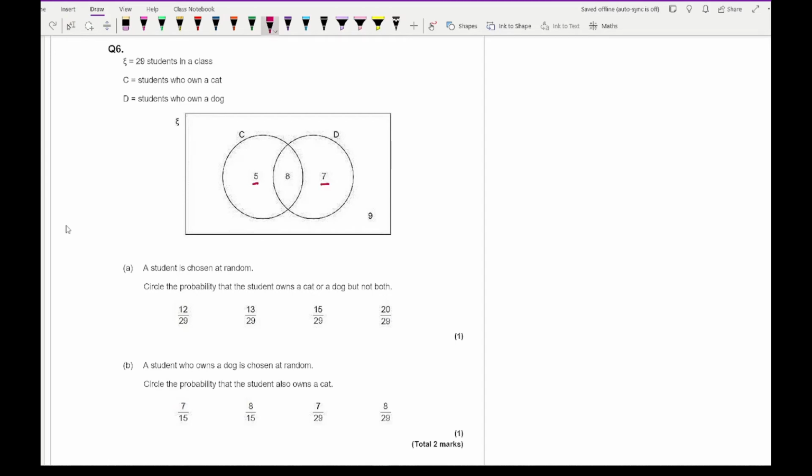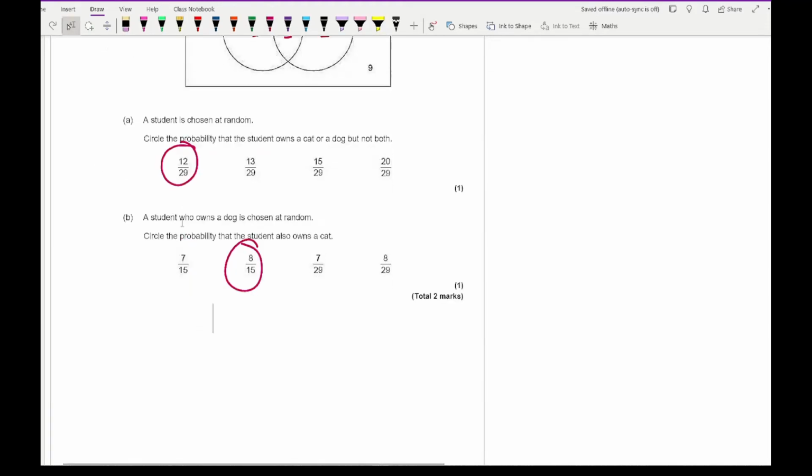So 5 plus 7 is 12, and it's going to be over the total, so I'm going to be circling 12 over 29. Then it says that a student who owns a dog, so we're just looking at that D circle, and we want to work out the probability that they also own a cat. So that's going to be 8 out of 15. So that is our second option.